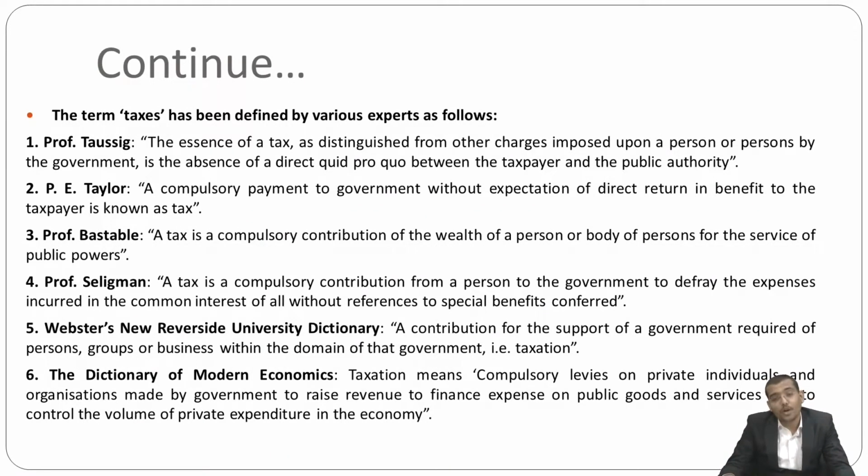The Dictionary of Modern Economics defines that taxation means compulsory levies on private individuals and organizations made by the government to raise revenue, to finance expenses on public goods and services, and to control the volume of private expenditure in the economy. That means, my dear friends, to meet the public expenditure and to provide public goods and services, good services to the people, you have to earn revenue.